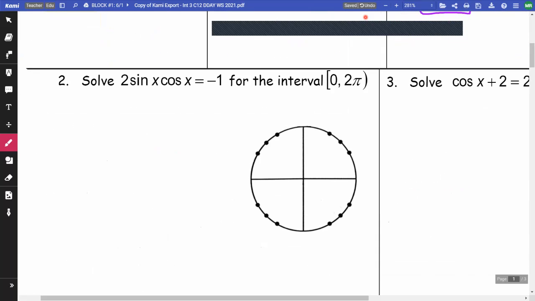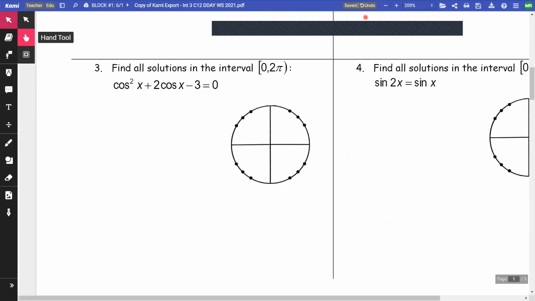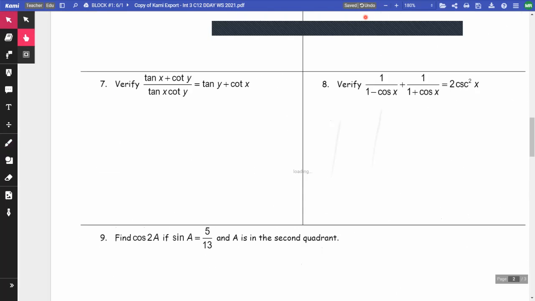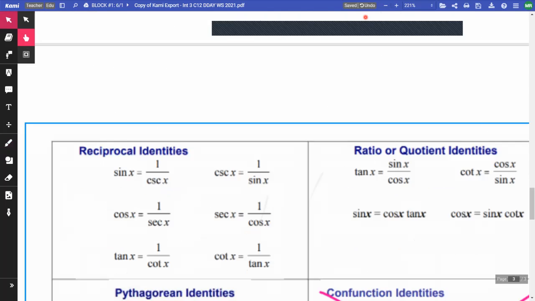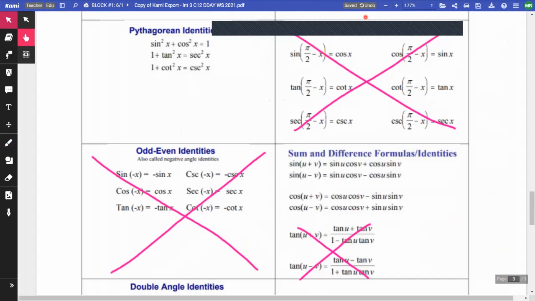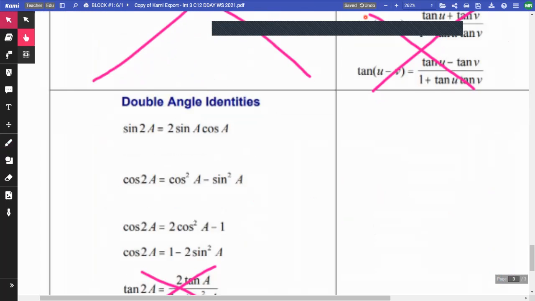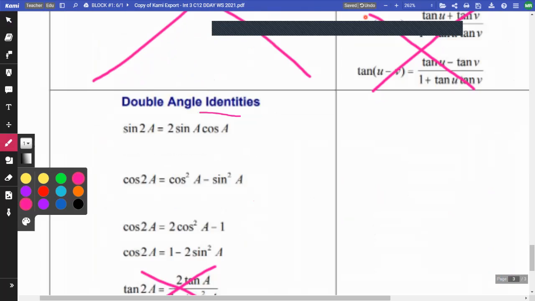Okay, so on this one, when you see a 2 sine x cosine x, I added on here, let me scroll down, some of the properties onto this back page here, just so I have a reference. So the one we're going to look at is double angle, okay? So we are going to be looking at this one right here. That sine of 2A is equal to 2 sine A cosine A. That's the one I'm going to use.